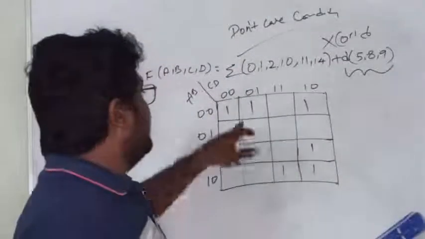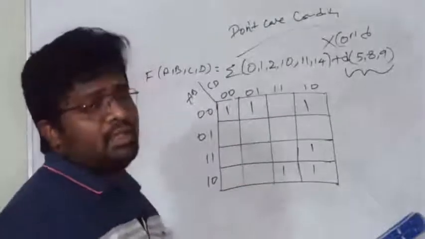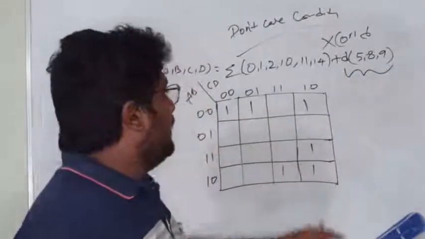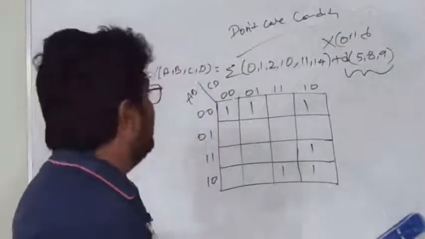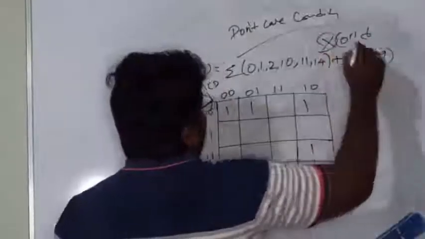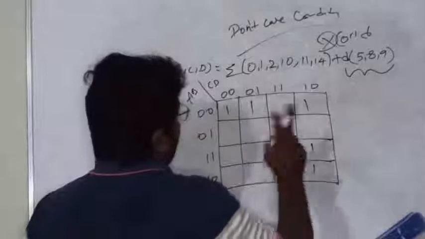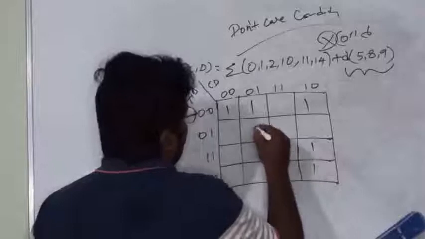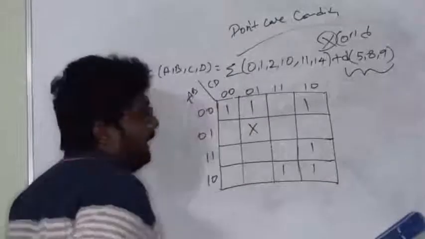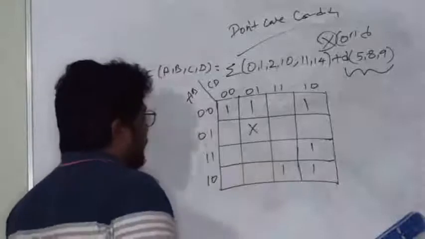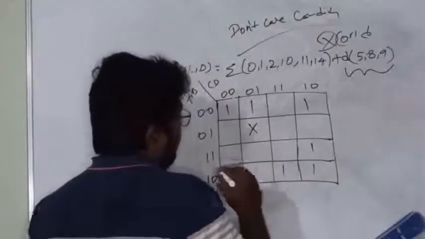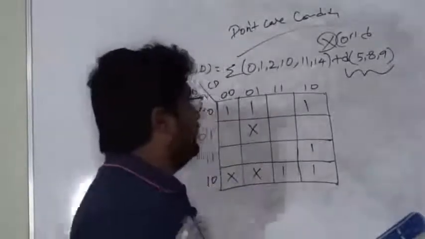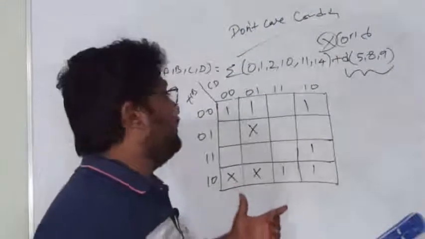These are the minterms and we have represented them as ones. Next we are also given d of 5, 8, 9. D means don't care condition, so here it will be represented with X or a cross mark. 5 means 0 1 0 1, and here I am representing it with X. And 8 means 1 0 0 0 and 9 means 1 0 0 1. So these are the terms that we are given.